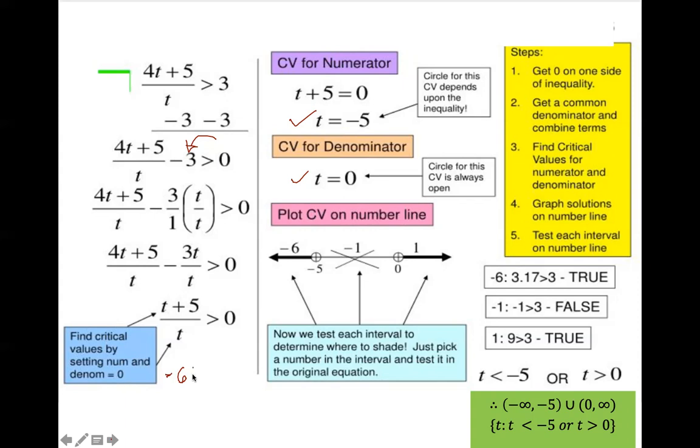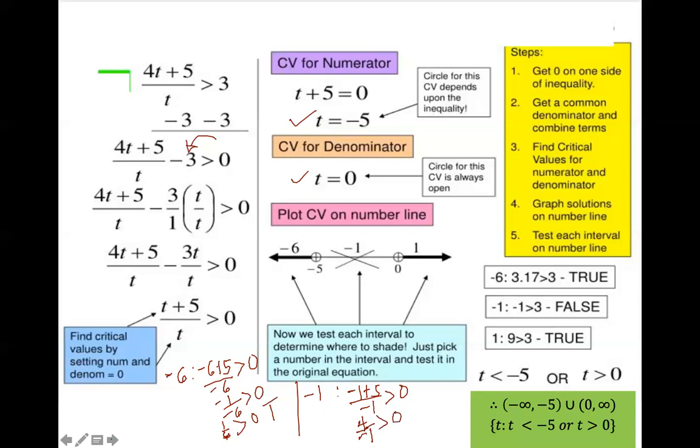So -6. So that's (-6 + 5) over -6. Is it greater than 0? So this is -1 over -6. Is it greater than 0? So this is positive 1/6, greater than 0. So it is true. Next, in between -5 and 0, so we have -1. So we have (-1 + 5) over -1. Is it greater than 0? So this is +4 over -1.